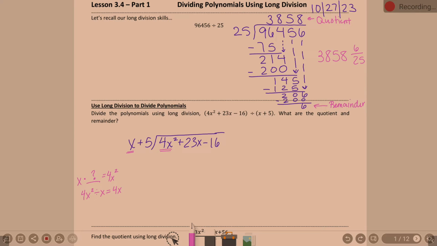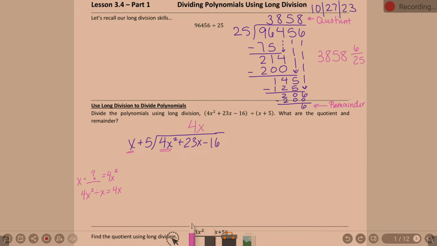Now, where do I put this 4x? Not on top of the 4x squared, because we're dividing by two terms. So we want to count over two terms. So properly set up, my 4x goes over the 23x, because we're dividing by two terms into the first two terms. Also something to look for, it will always end up being over a like term. That's just how the setup works.